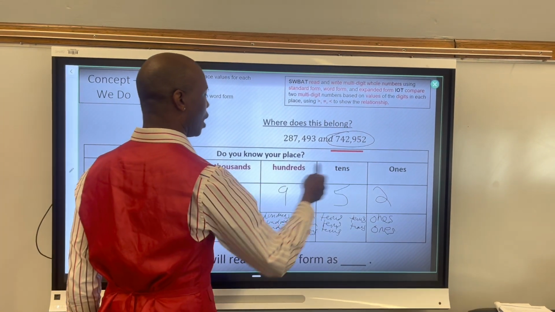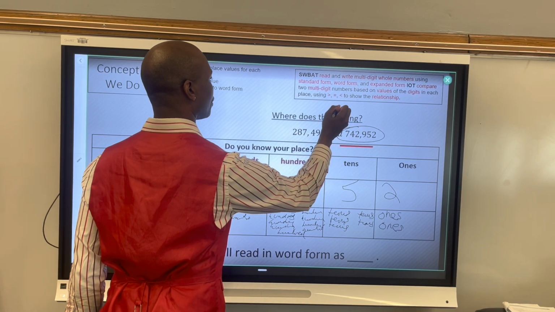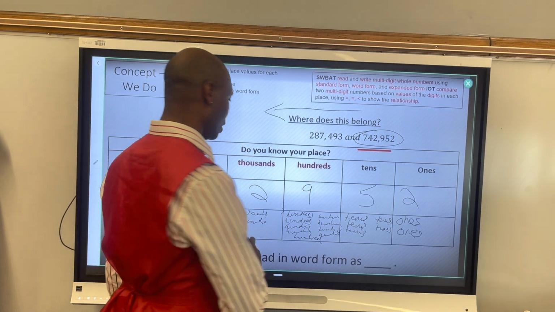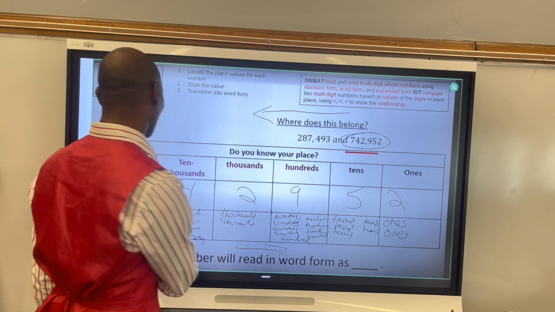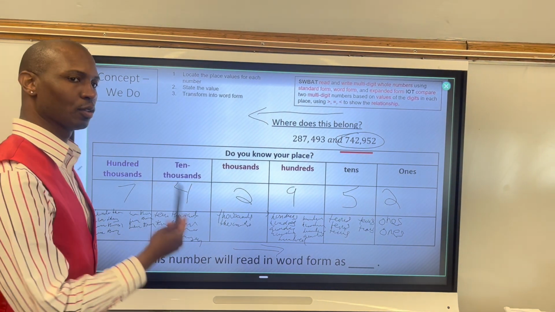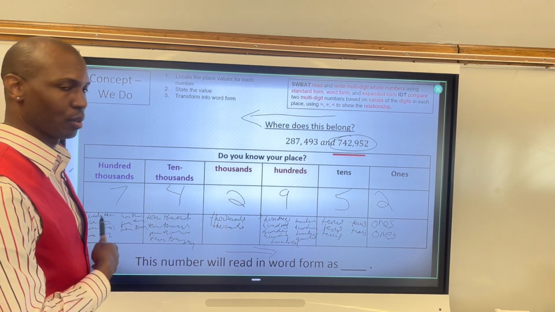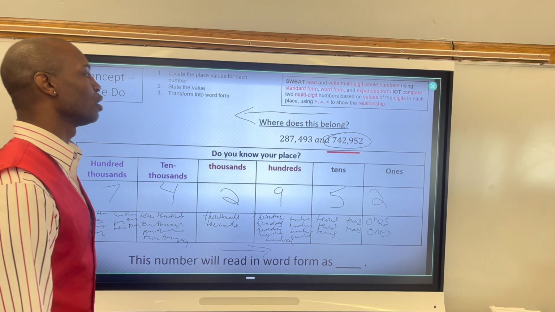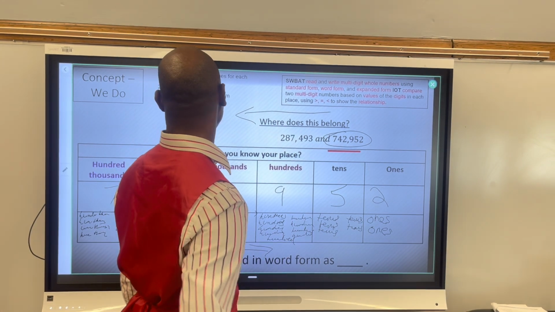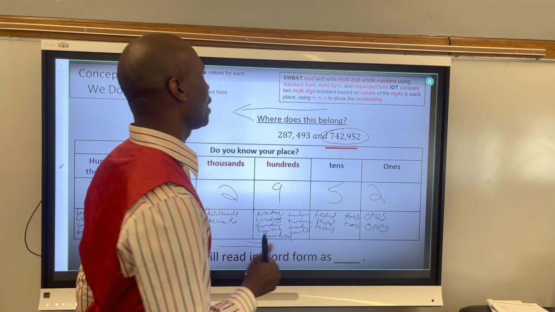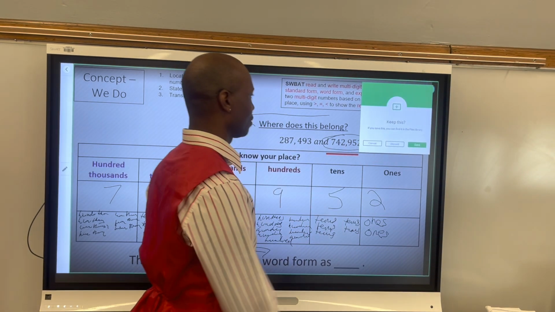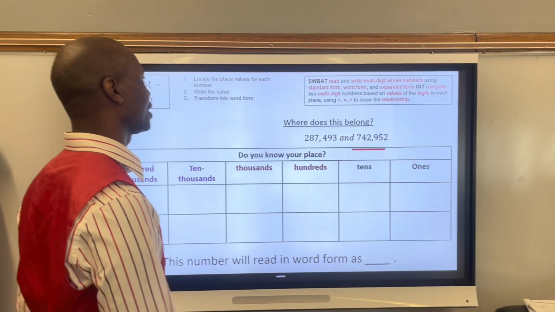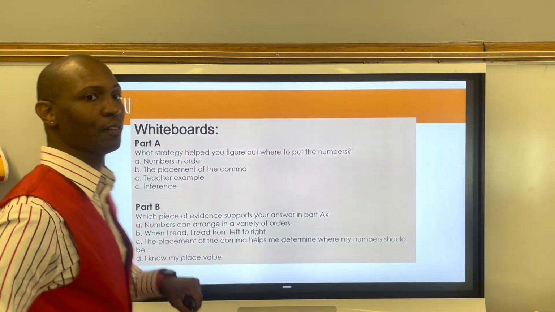We have started from right to left. Now we're going to read it from left to right. All right, so what could we all say this would read as if we read it out loud? What would you say? 742,952. All right, with that being said, I think we can move on to the next piece. Do you think we can move on to the next piece? Yes.